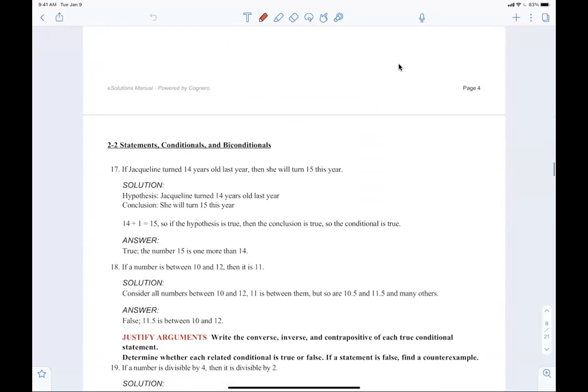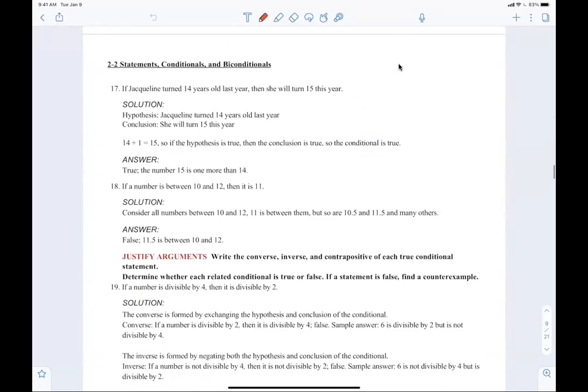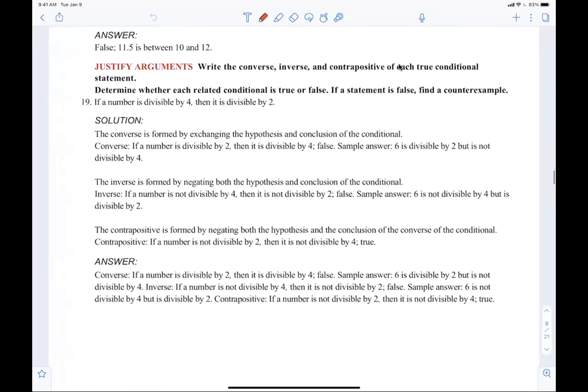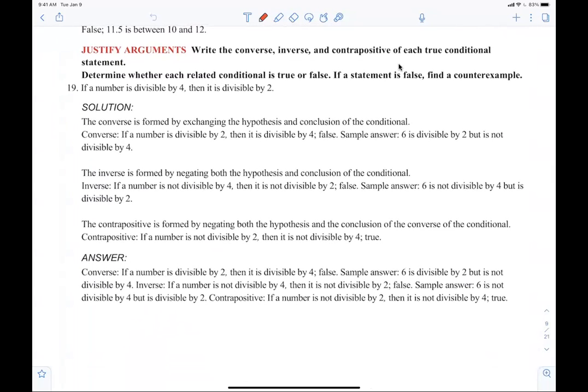Yes, which one? Like 19. Okay, here's 19. Look up there on the board. If a number is divisible by 4, then it is divisible by 2. All right, is that true? Wait, if it's divisible by 4, it's divisible by 2? Yeah, that is definitely true.